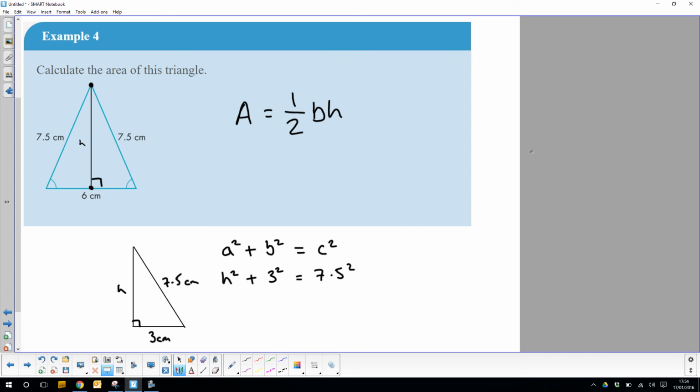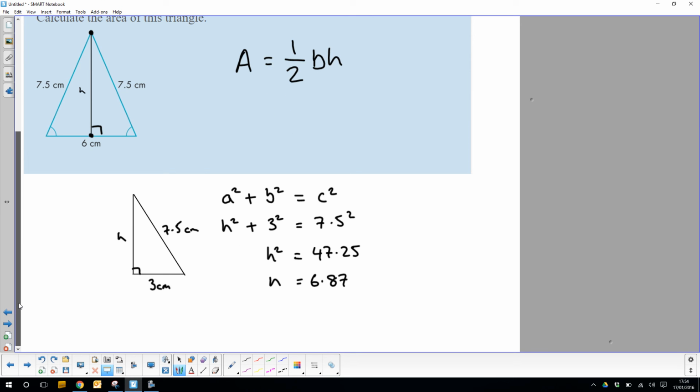So we can then work out that h squared will be 7.5 squared minus 3 squared, and press equals, and that comes out at 47.25. So we can calculate what the height is. The height will be the square root of that, which is 6.87. Now, I've written 6.87 here, but on my calculator I have the full answer, 6.873863542. The reason being, we're now going to have to use that answer to calculate the area of the triangle.